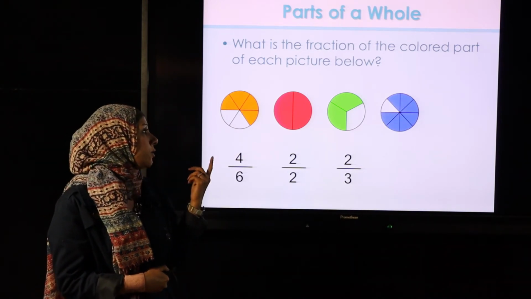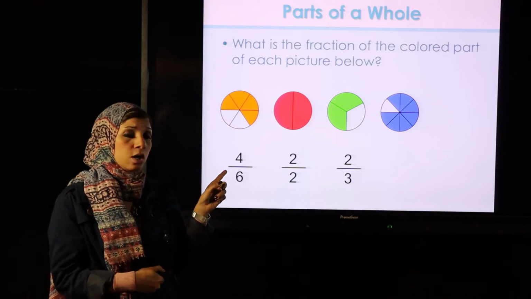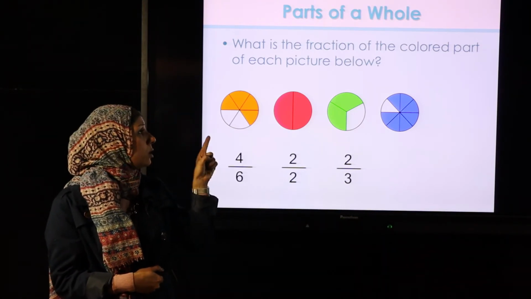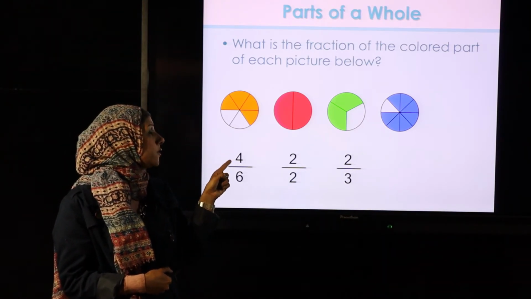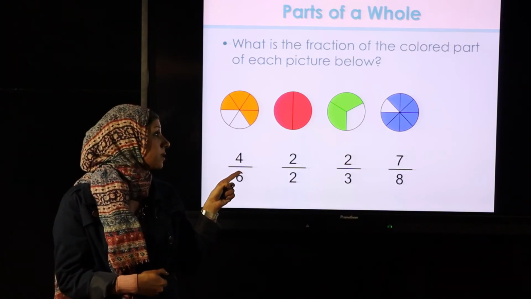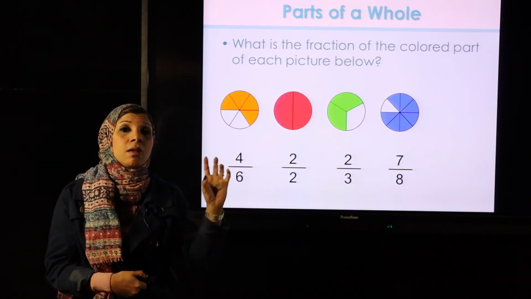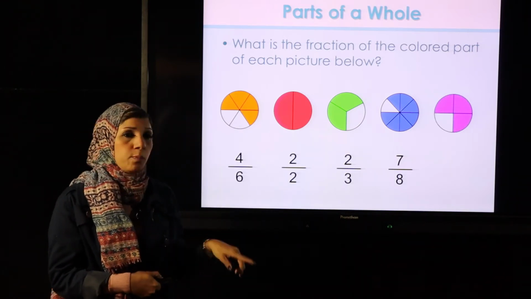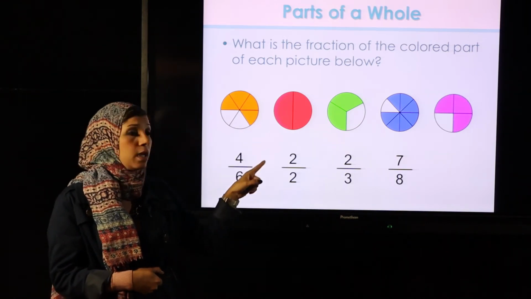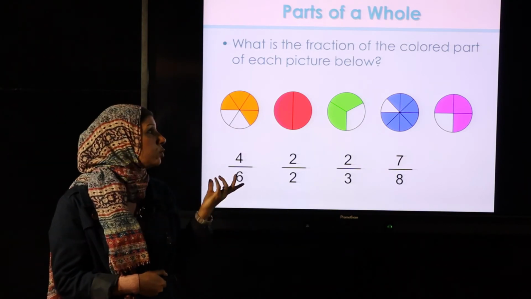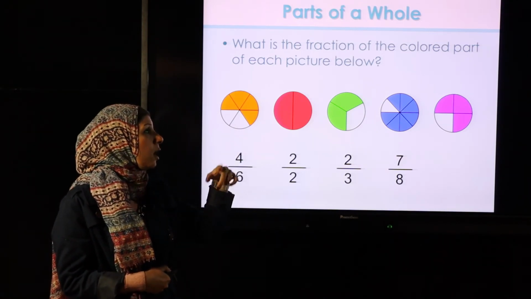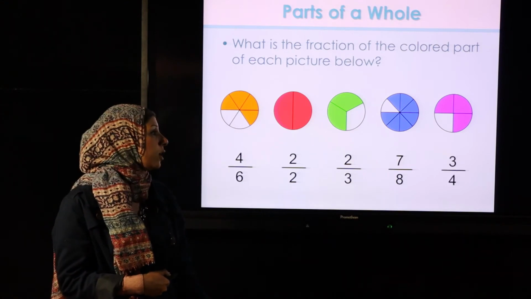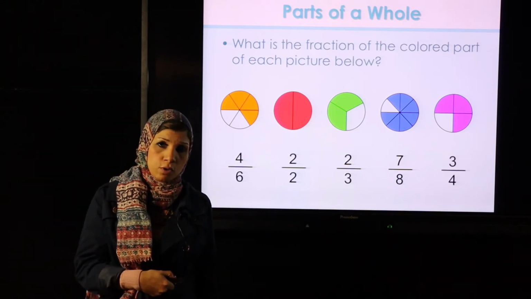In another example, how many colored parts do we have here? 1, 2, 3, 4, 5, 6, 7. So we can write 7/8, out of all the parts we have. The last shape we have here, how many colored parts? 3. Out of what? All the parts we have are 4, so it will be 3/4.